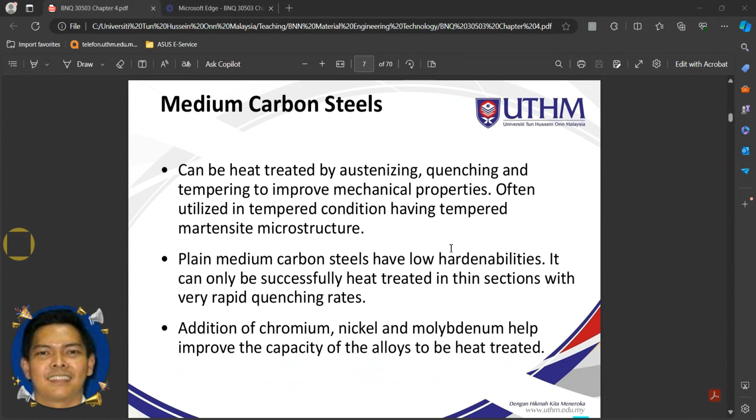Medium carbon steel. The medium carbon steel can be heat treated by austenitizing, quenching, and also tempering to improve the mechanical properties. Often utilized in tempered condition, having a tempered martensite microstructure. Furthermore, the plain medium carbon steel has low hardenability. It can only be successfully heat treated in thin sections with very rapid quenching rates. The addition of chromium, nickel, and molybdenum helps improve the capacity of the alloy to be heat treated.